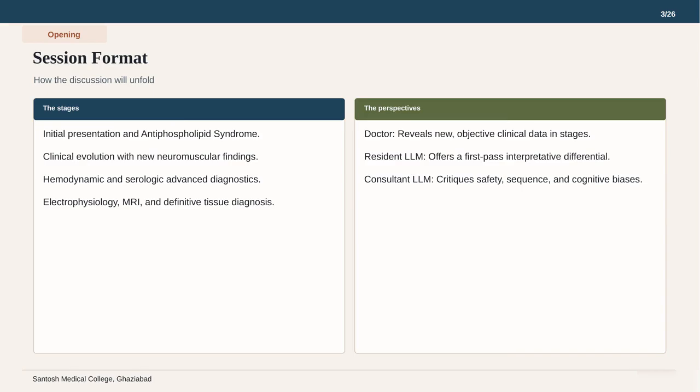On the right, you can see the different perspectives that will chime in. The doctor will reveal objective clinical data in stages, while the resident model offers an initial differential. Finally, the consultant model will provide a critique focusing on safety and potential cognitive biases. This multi layered approach ensures we do not jump to conclusions too early and keeps our reasoning sharp. It allows us to see how different levels of expertise might interpret the same evolving data set. Now, let us look at the first stage of the clinical data.